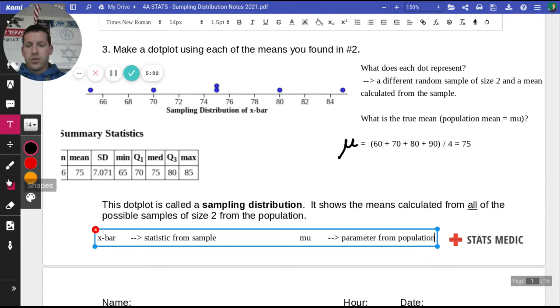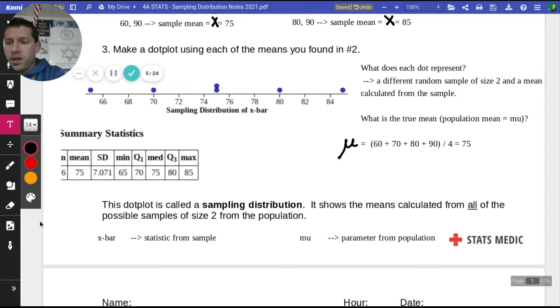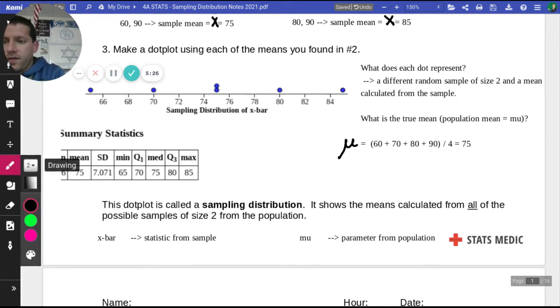So these terms are very similar, but a good way to remember them is the first letter. So X bar is a statistic from a sample, S and S, and mu is our parameter from a population. So just keep those in mind.